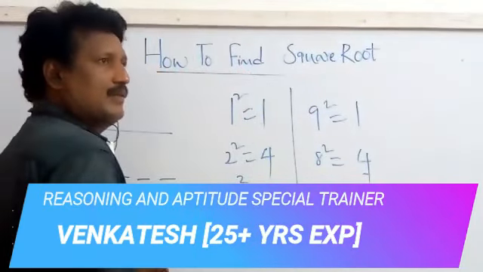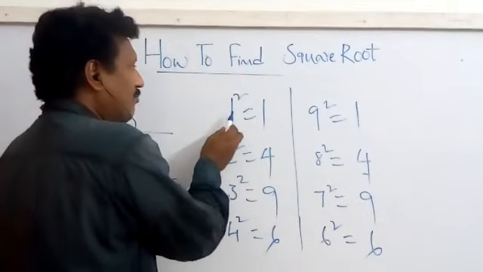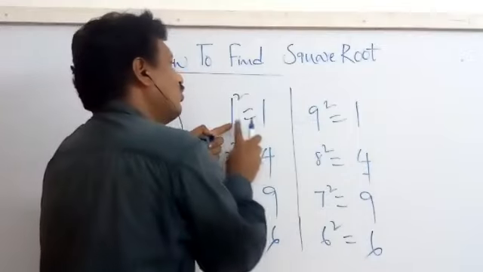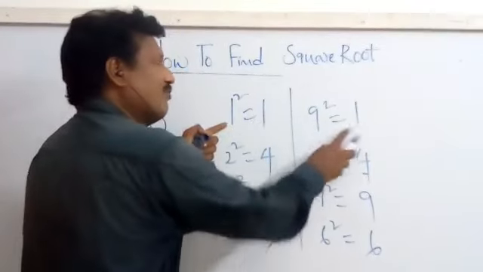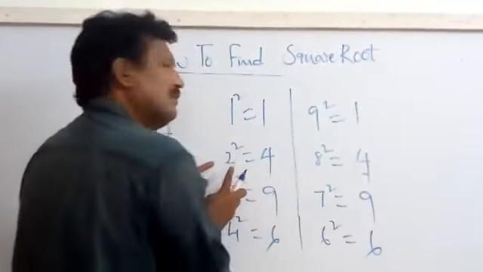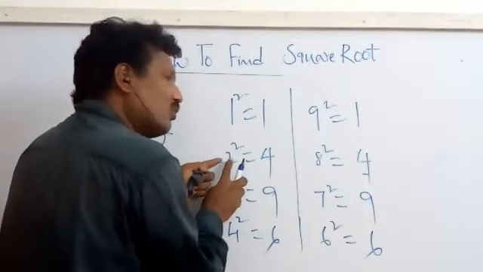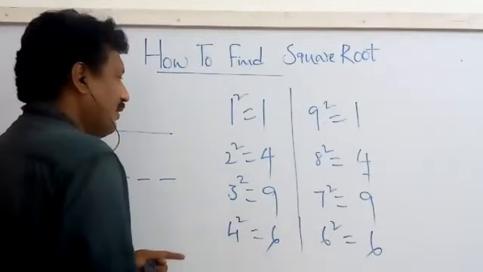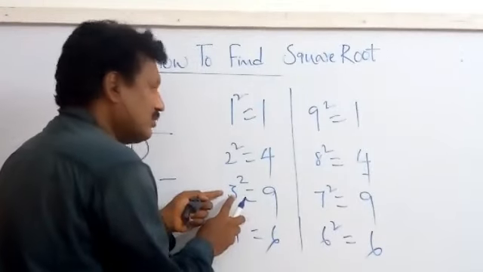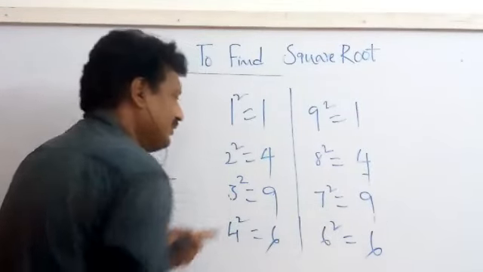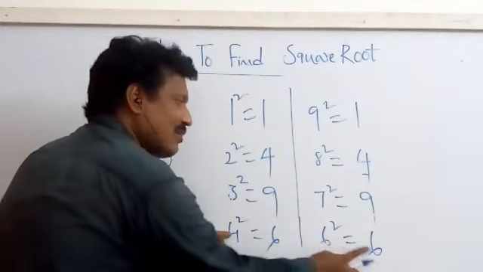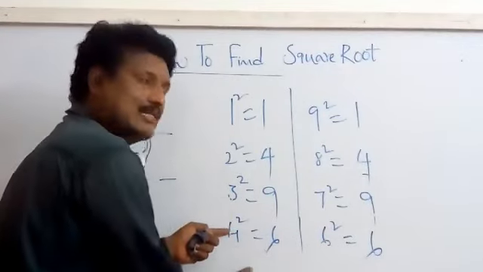See here, there is some conclusion. For 1 and 9, the corresponding value is 1. So 1 square is 1, 9 square is 1. Similarly, 2 square is 4, 8 square is also 4. That means the corresponding value for both 2 and 8 is 4. At the same time, 3 square is 9 and 7 square is also 9. So for both 3 and 7, the corresponding value is 9. 4 square is 6, 6 square is 6. That means for 4 and 6, the corresponding value is 6.